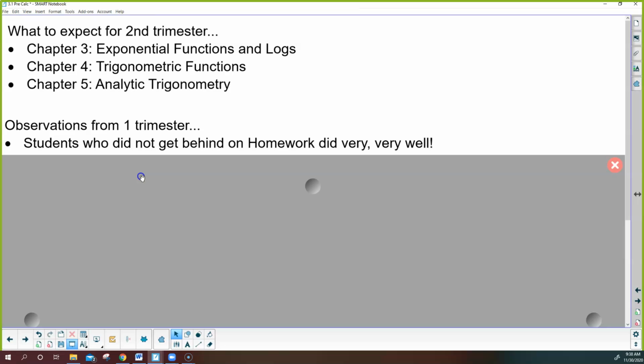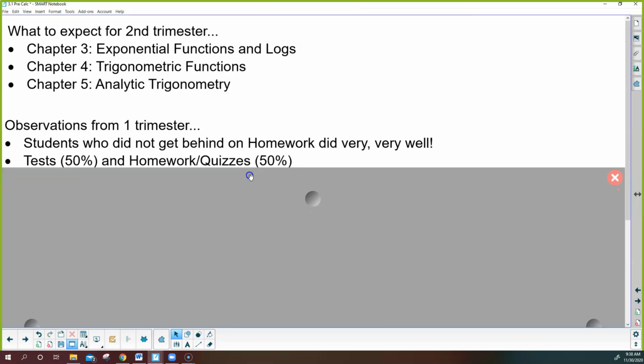All right, now this is just some observations that I had from first trimester. More will come up throughout the year, but I just want to let you know about this ahead of time. So if I look back and just compared our grades, the students who did not get behind on their homework did very, very well. The ones that were always working through Delta Math didn't do poorly on the tests because the tests were basically based off of the homework, almost identical.